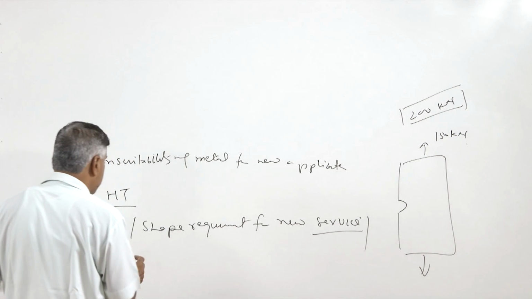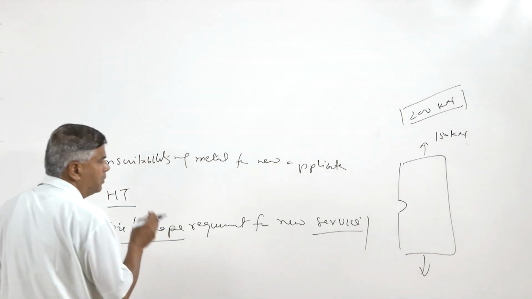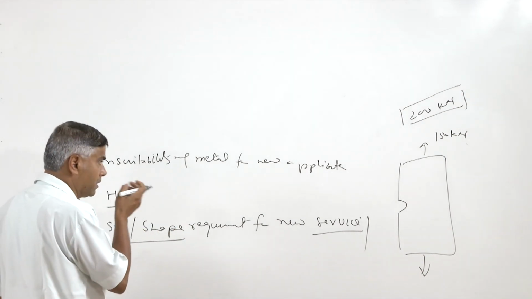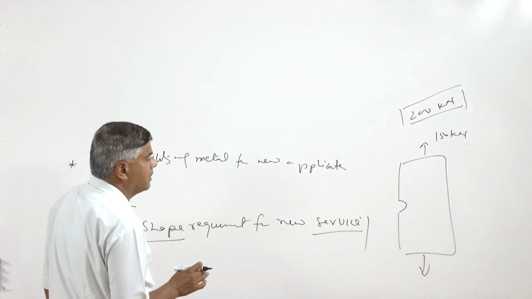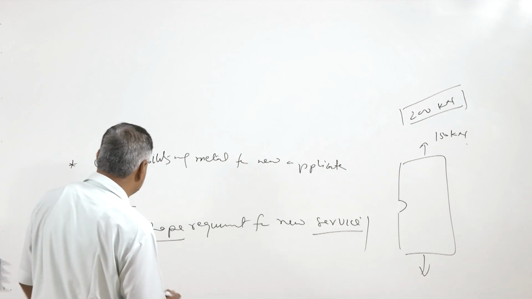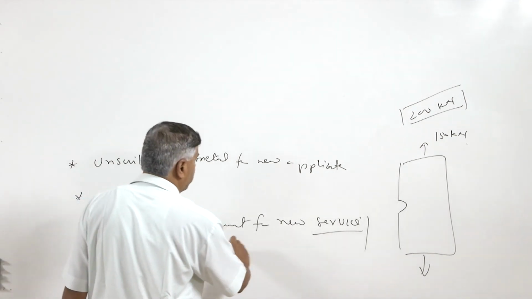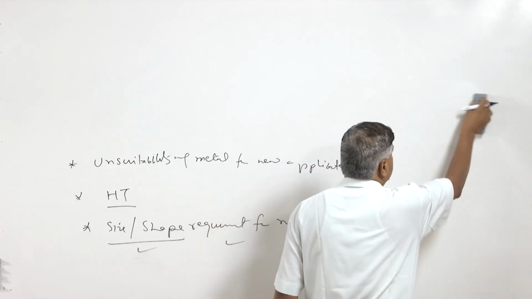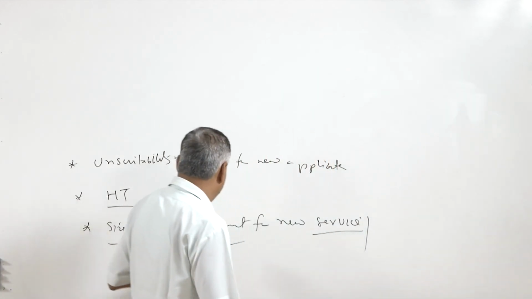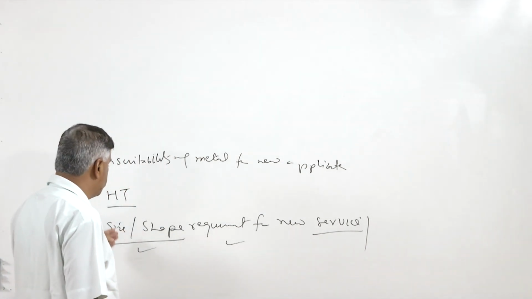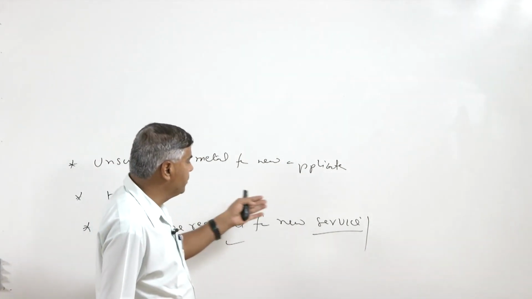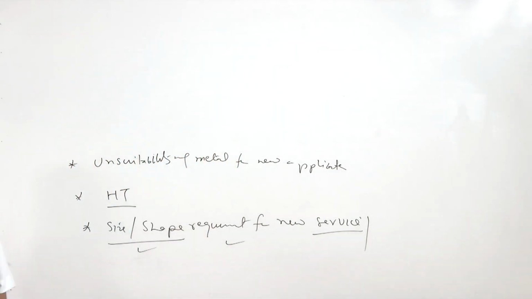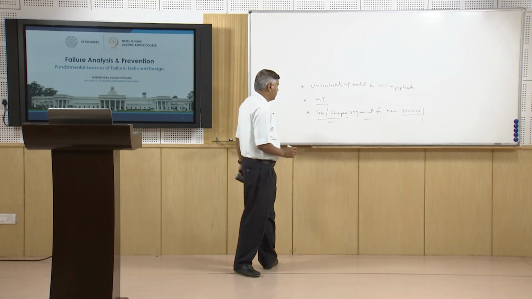So, in that case the notches and the geometrical features may require different kinds of geometries and locations in order to avoid their adverse effect on the performance. So, the size and shape requirements may be different for the newer service conditions, and if without changing the size and shape for newer service where loading conditions are different, then also it can lead to the premature failure of the component.